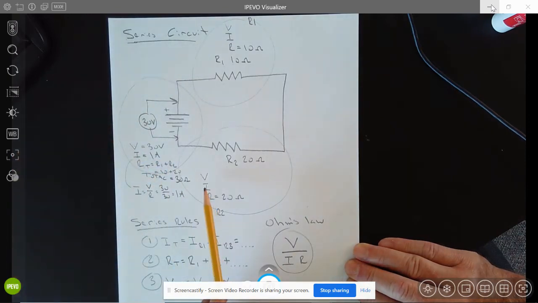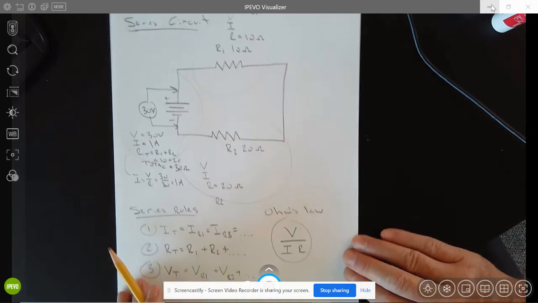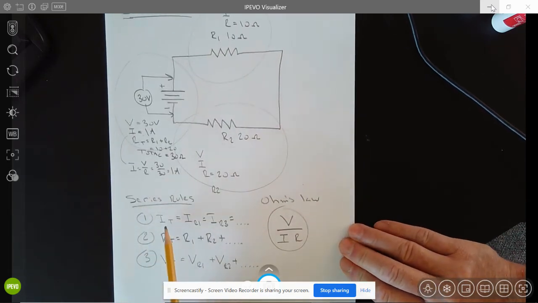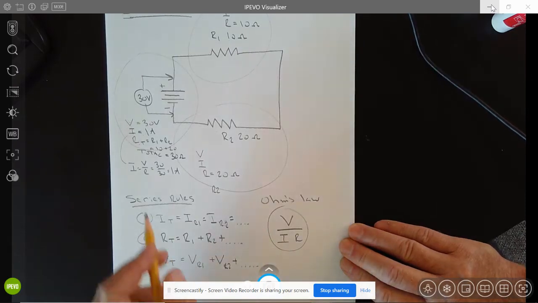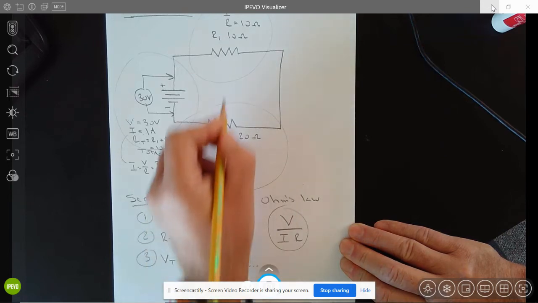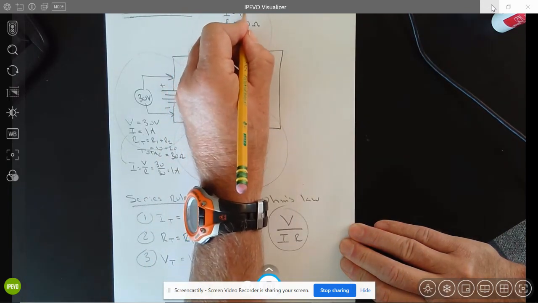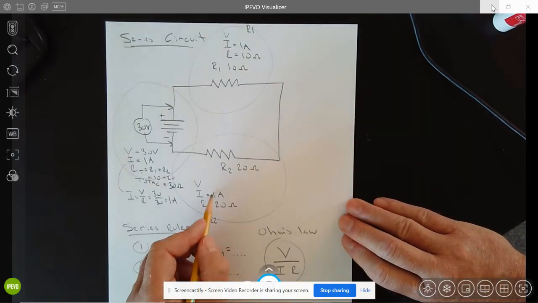So now I know that I have 30 volts, 1 amp, 30 ohms as far as the battery is concerned. I don't know the voltage or current in the others. So now I can go back to my 3 laws. The first law says the total current is the same as the current through resistor 1, the same as the current through resistor 2, or however many I have. So if I have 1 amp here, I must have 1 amp here, and 1 amp up here. I have 1 amp everywhere. So now I know 2 out of 3 in this circle, I can find the third.